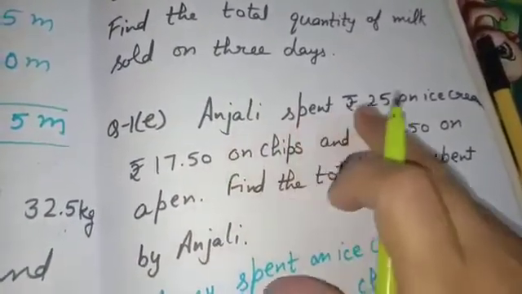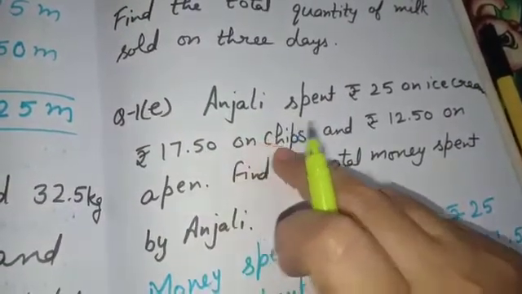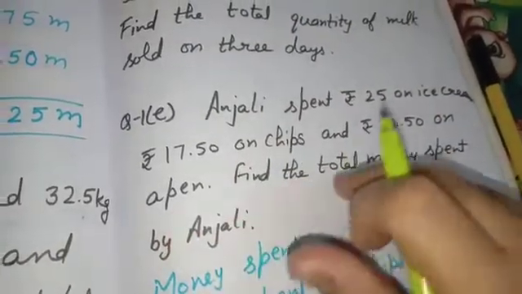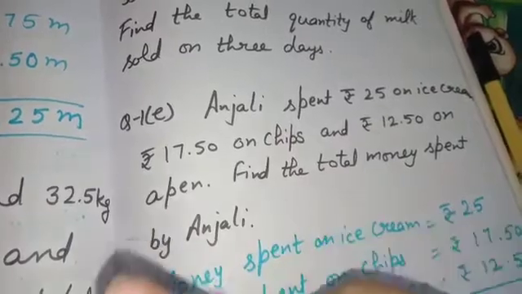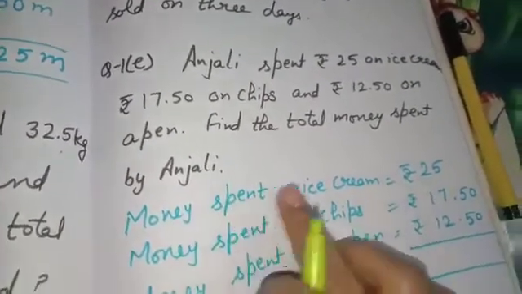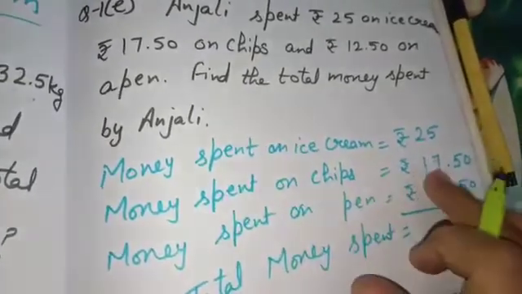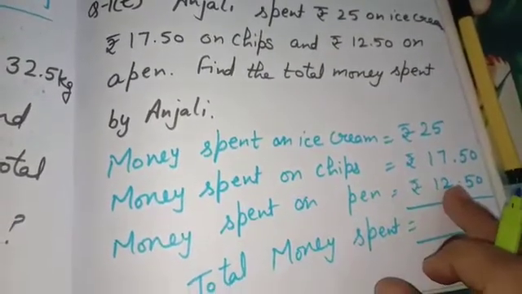Anjali spent rupees 25 on ice cream, rupees 17.50 on chips and rupees 12.50 on a pen. So find the total money spent by Anjali. This question is so simple. As we have done first question of the worksheet. Money spent on ice cream 25 rupees. Money spent on chips 17.50 rupees. Money spent on pen 12.50 rupees.